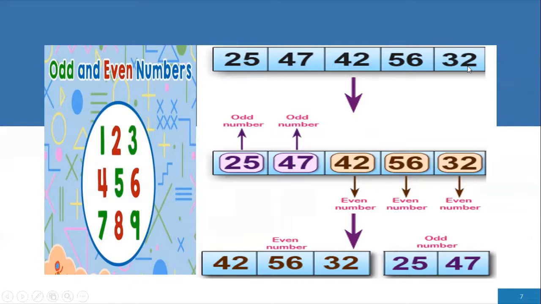So all those numbers which have their unit value 2 or 4 or 6 or 8 or 0 are even numbers. And those numbers which have their unit value 1 or 3 or 5 or 7 or 9 are odd numbers.